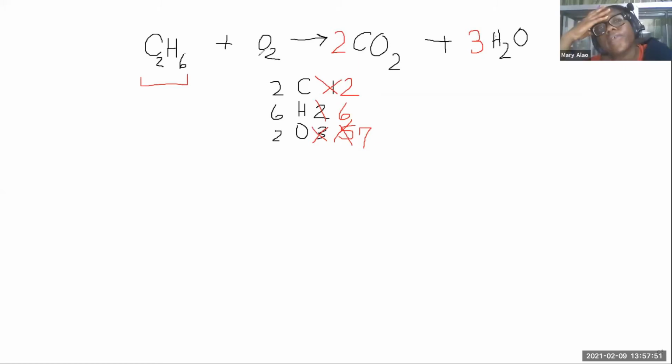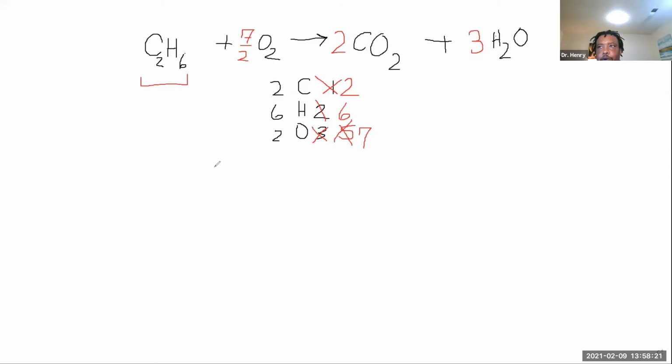Times by 7 over 2. If I multiply this by 7 over 2. Do you always make the denominator the same as the coefficient? If you need to, right? If it's an odd number, you don't have to do it that way. But if it's an even number, like if it was 8 on the other side, then we don't have to do it that way, right?